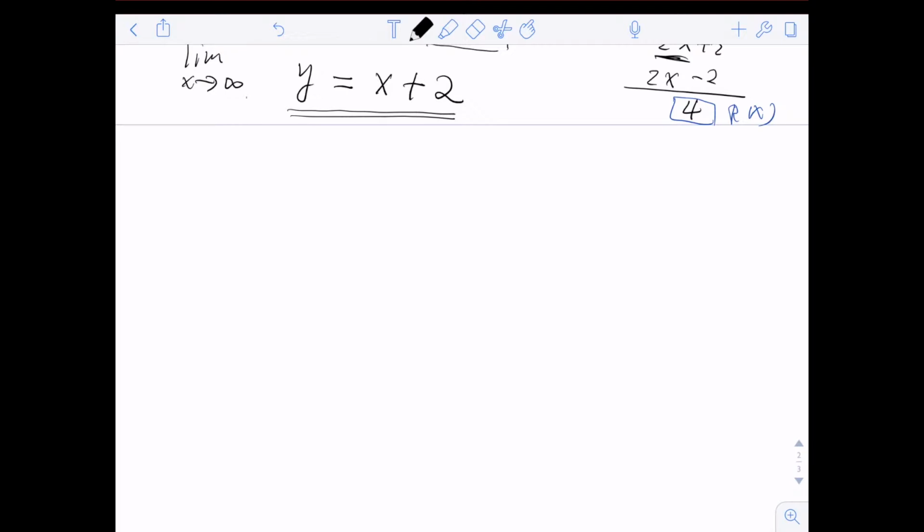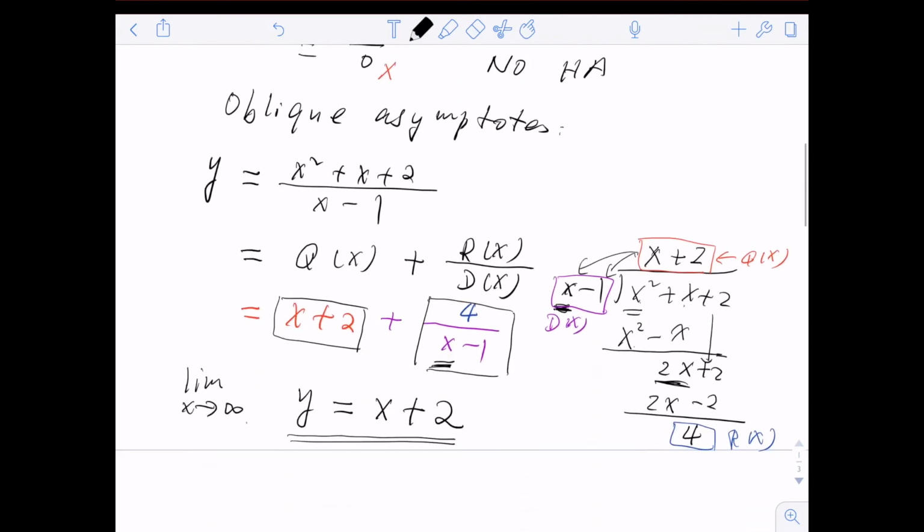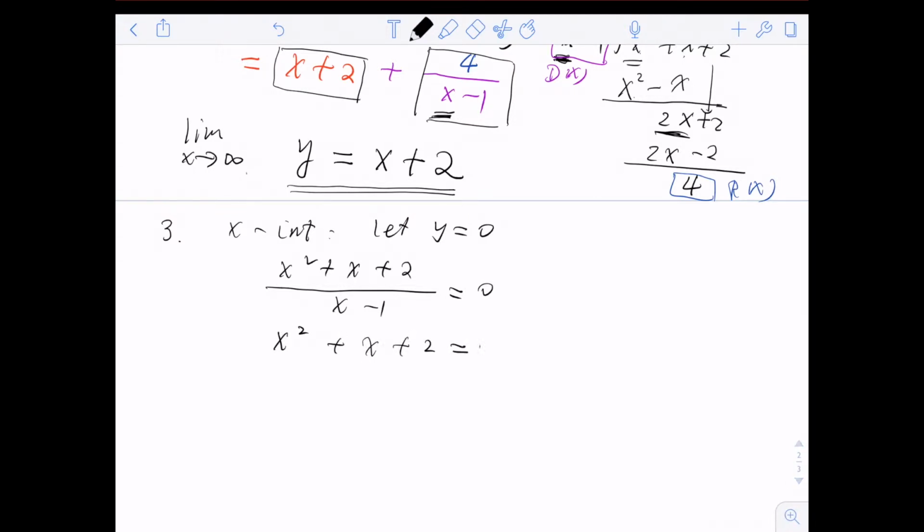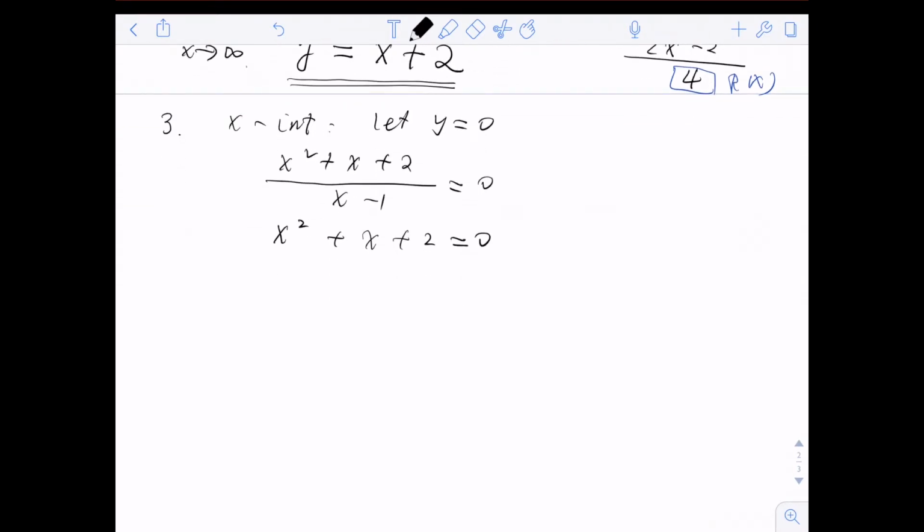The next step I'm going to do is finding the x-intercept. So I call this the third step: finding the x-intercepts. I let y equal to 0. So I have (x squared plus x plus 2) over (x minus 1) equal to 0. Multiplying each side by x minus 1 gives me x squared plus x plus 2 equals 0. I'm going to solve this quadratic equation. It's easy to solve by the quadratic formula, but before that I'm going to find the discriminant first to determine whether we have real solutions or not.